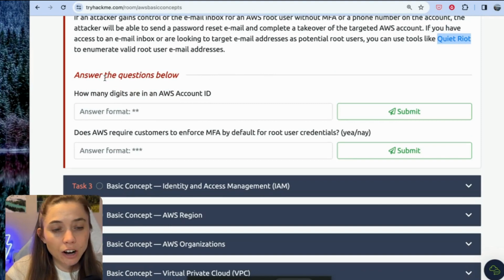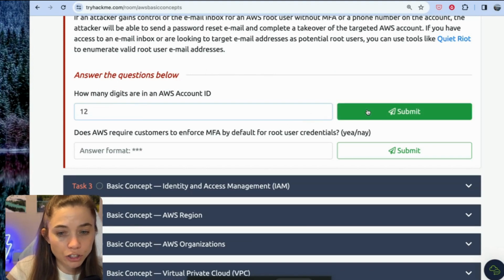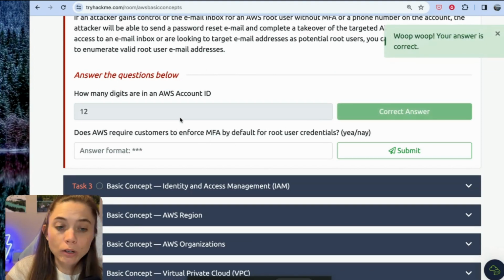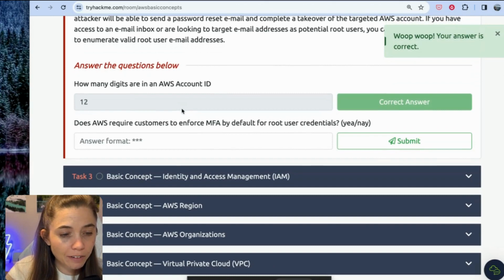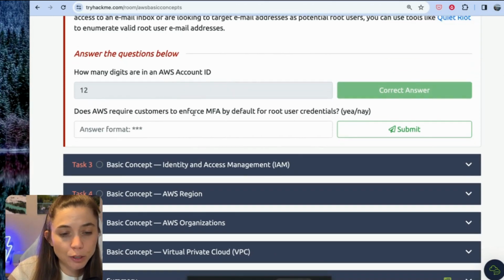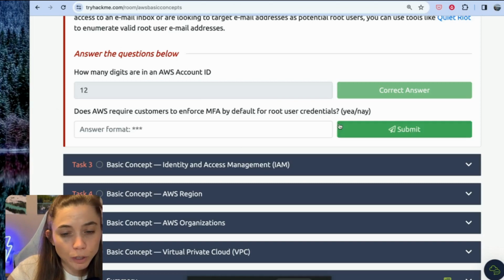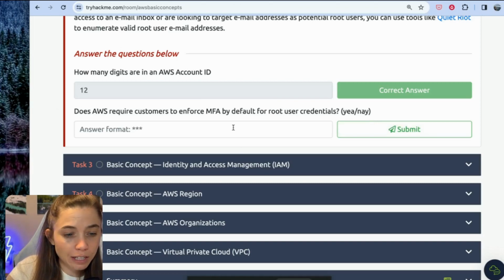Anyway, here are our questions for task 2. How many digits are in an AWS account ID? So, that is 12 digits. And remember, those are unique account ID identifiers. Does AWS require customers to enforce MFA by default for root user credentials? At the time this was written, I'm sure the answer was nay. So that's what I'm going to put.